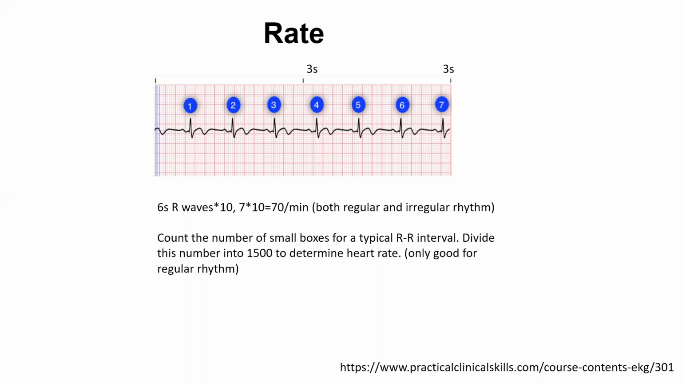We also have a second method to calculate the heart rate. For example, we can use the number of small boxes for a typical R interval and divide 1500 by this number to determine the heart rate. But this method can only be used for the regular rhythm, because you cannot use it for the patient with the irregular rhythm. So that's why I strongly recommend you to use the first method to calculate the heart rate.